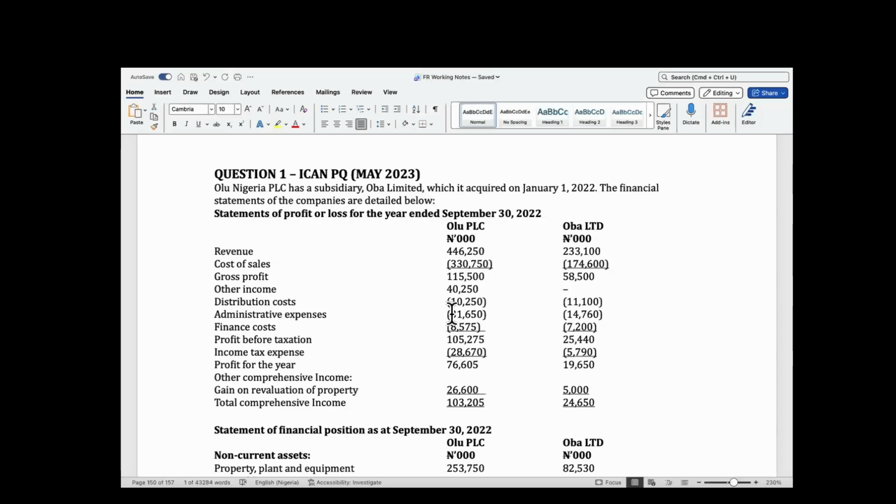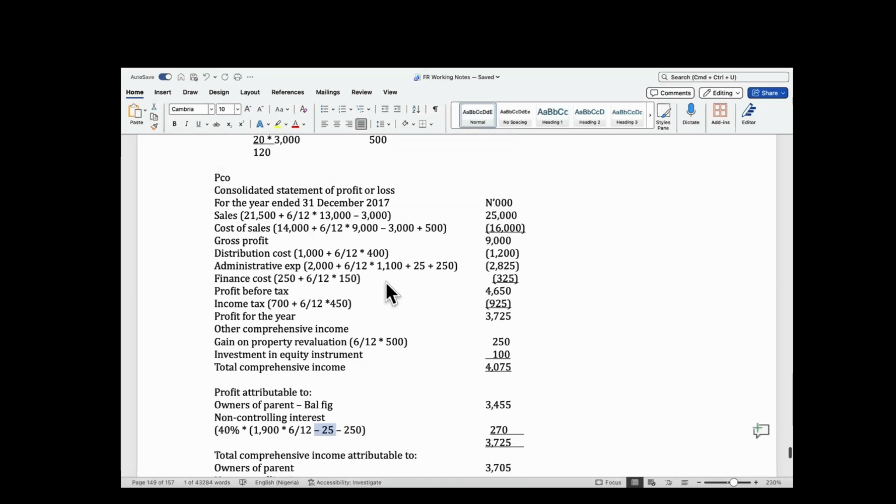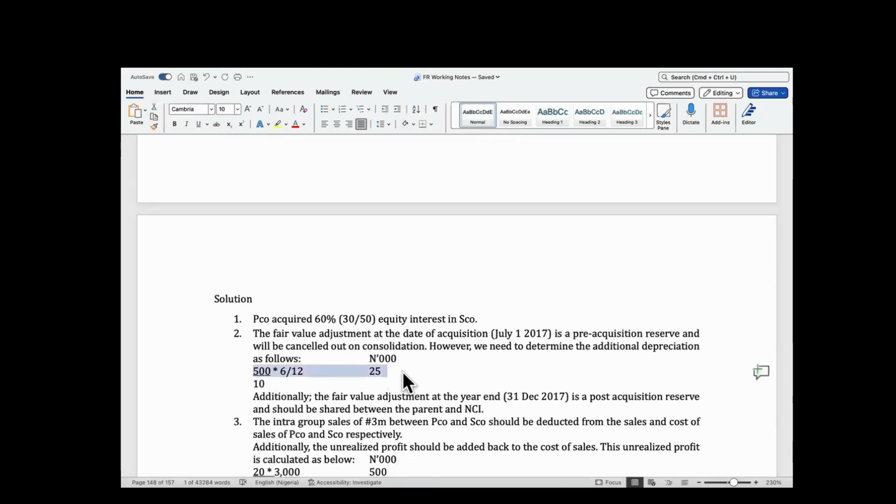Sir, I'm so sorry. The 25 that you were adding and omitting with the 250, how did you get that part? That's the additional depreciation. That's the additional depreciation that we computed here, from the fair value surplus. So the value of the asset is supposed to be 500 more, which they have not included. So we included it and we'll charge depreciation on it. So this is the depreciation leg, 25. Okay, thank you. Yep.